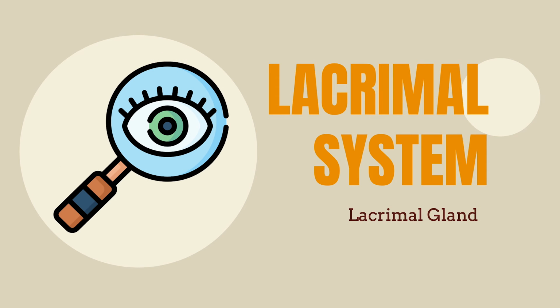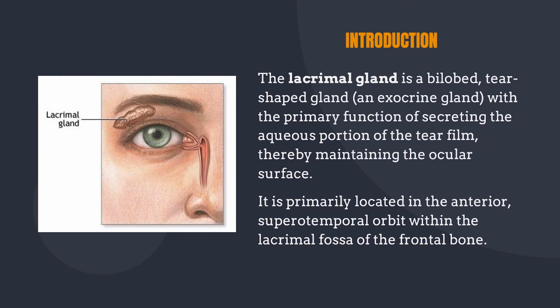Hello Philippines, hello world. Welcome to the lacrimal system. Now we're going to talk about the lacrimal gland. So what do you need to know about the lacrimal gland? The lacrimal gland is a bilobed, tear-shaped gland, an exocrine gland, with the primary function of secreting the aqueous portion of what we call the tear film, thereby maintaining the ocular surface.